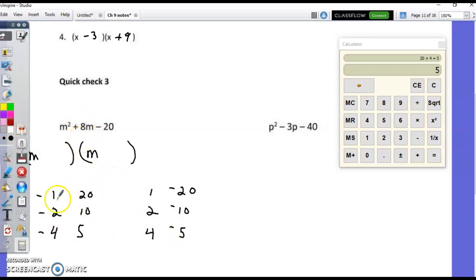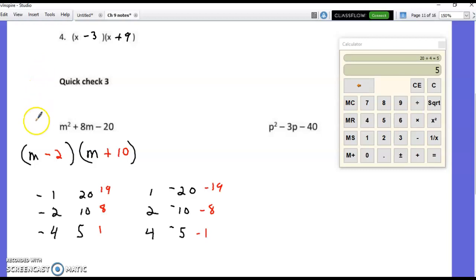So if we kind of go through these, this is going to be 19. This would be 8. This would be 1. So right now we know it's a negative 2 and a 10. So write in negative 2, write in positive 10, and that is our answer. This would be negative 19, this would be negative 8, and this would be negative 1. So the signs do matter. We need to make sure we know which ones they add up to equal, whether it's a positive or a negative.